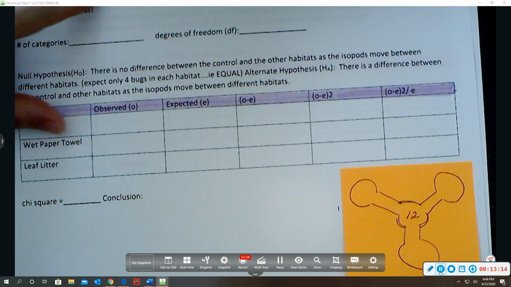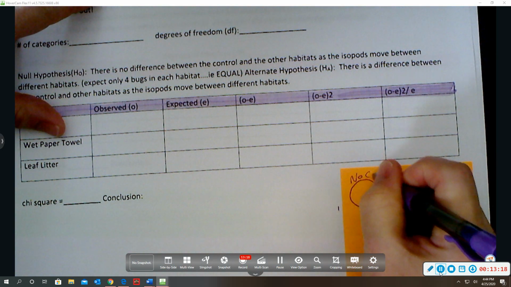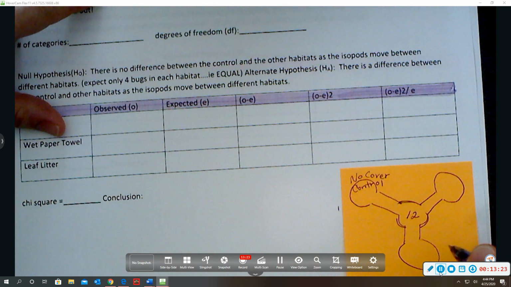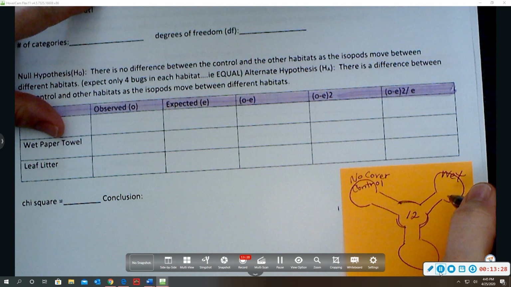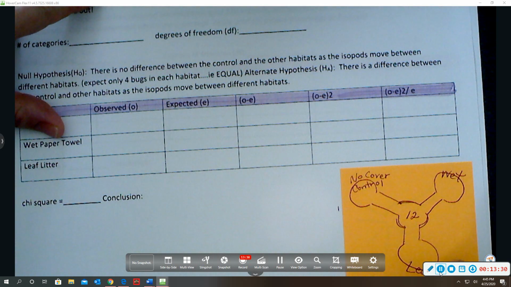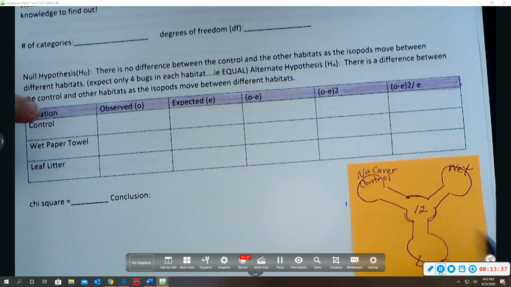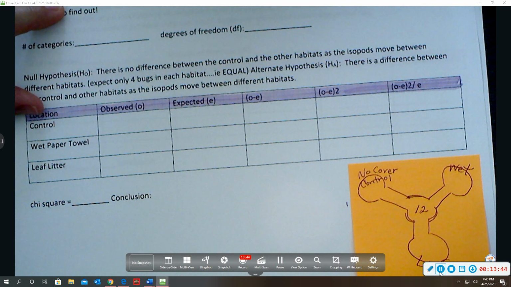So the 3 chambers they have is a chamber that has no cover. So this is the control chamber. Then one chamber has a wet paper towel, and another has leaf litter. Alright, so then we start the experiment by putting them all in the middle and then giving them some time to go to where they want to go and see where they'd like to stay. So in this experiment we gave them 10 minutes.